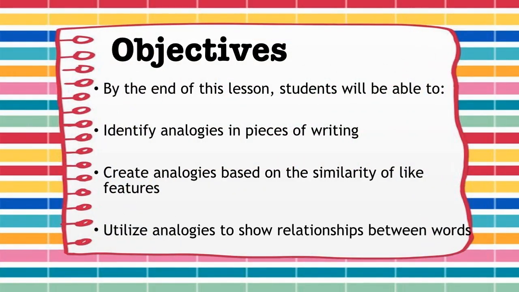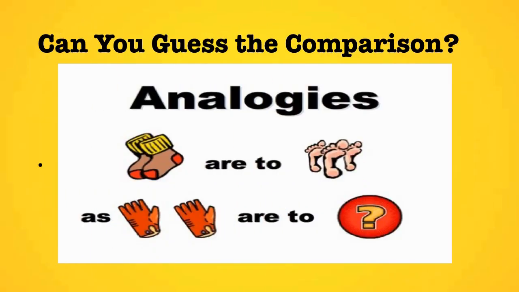Our objectives for today are, by the end of this lesson, students will be able to identify analogies in pieces of writing, create analogies based on the similarity of like features, and utilize analogies to show relationships between words. So, can you guess the comparison? Look at the pictures very carefully before you attempt to answer.